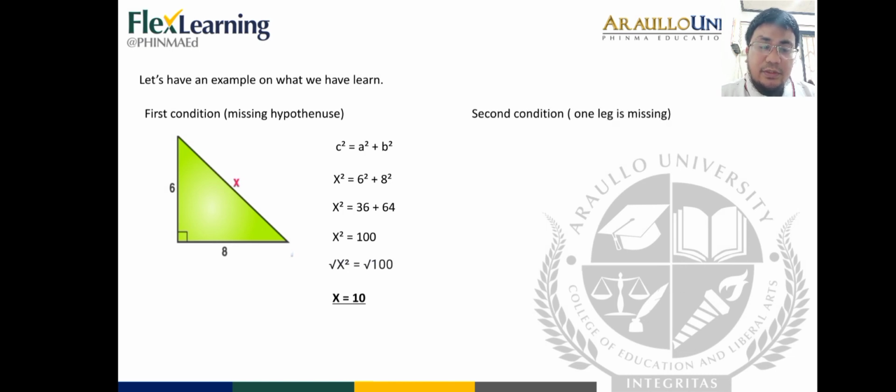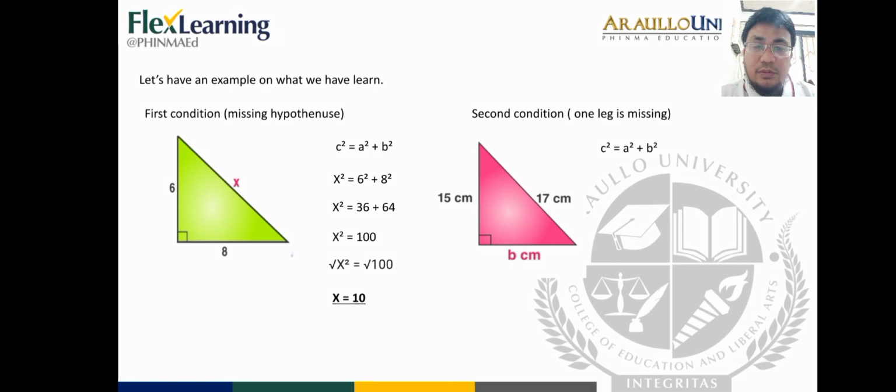So there's a second condition, where one leg is missing. So let's write the general formula of the Pythagorean theorem, which is c squared equals a squared plus b squared. And then substituting, the hypotenuse c is 17 centimeters, and we will square it, equals the side, which is 15 centimeters squared, plus b squared, which is the unknown. So rearranging, b squared equals 17 squared minus 15 centimeters squared.